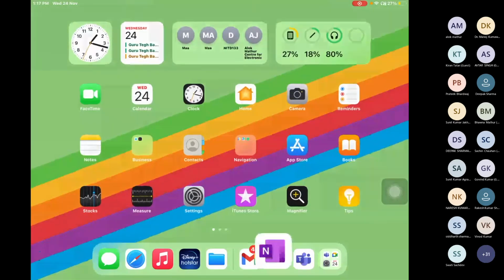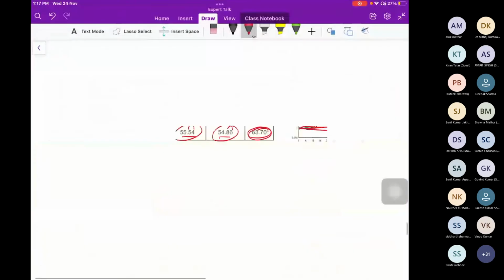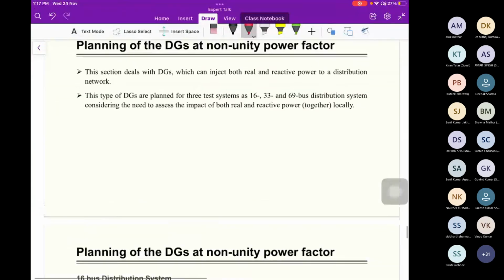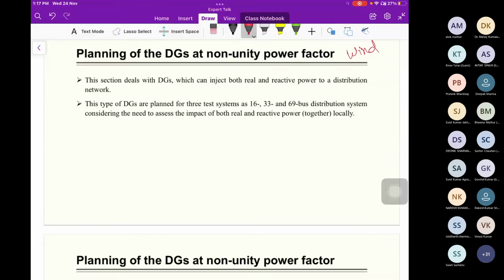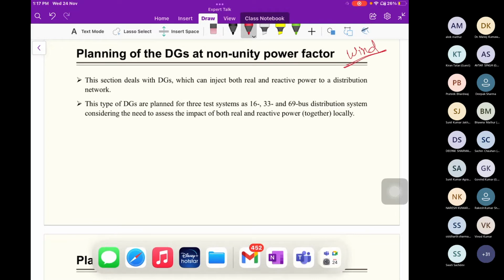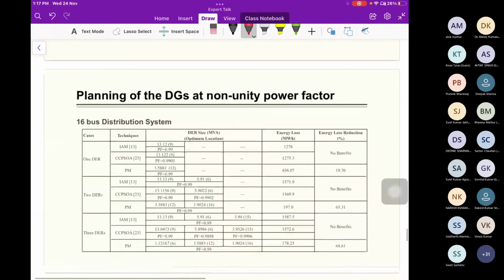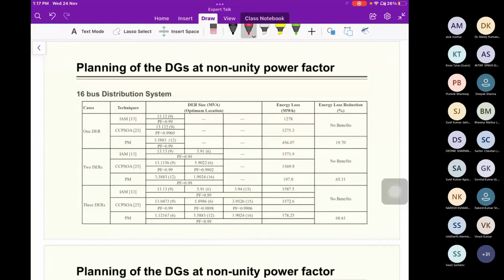And for the non-unity type, that means wind type of generation, the setup is as in the previous case, and we have used three cases: 1, 2, and 3 DG. In this condition, the power factor is another factor, because the previous one was the unity power factor. But in this condition, the decision variable is also the power factor. So we have optimized the power factor of the DG.